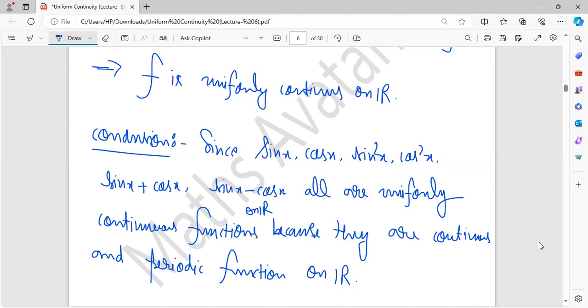So what we have proved is that if a function is continuous and periodic on R, it is going to be uniformly continuous, because sin x, cos x, sin square x, cos square x, sin x plus cos x, sin x minus cos x, and you can see other functions also, sin square x plus cos square x, sin square x minus cos square x. These are also continuous and periodic on R, so they are uniformly continuous.